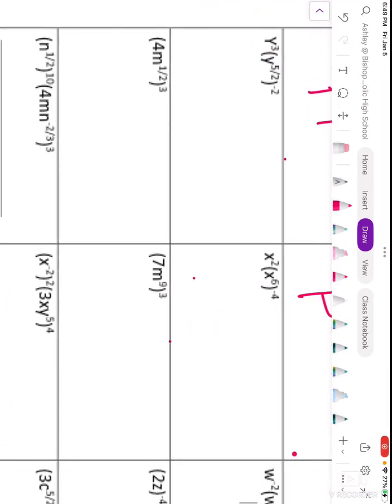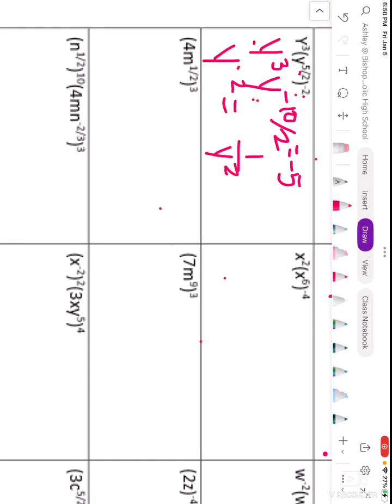Our next one, we would do our power to a power first. So we have y to the 3rd. Y to the 5 halves times negative 2, so that's y to the negative 10 halves. And then these are being multiplied, so we would add them. So 3, and negative 10 halves, that's equal to negative 5. So it's kind of like 3 minus 5, which is negative 2. And then that's really 1 over y squared.